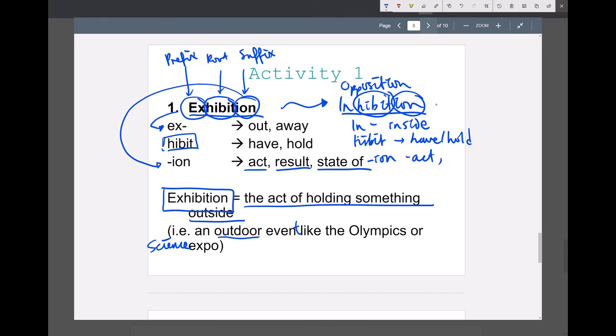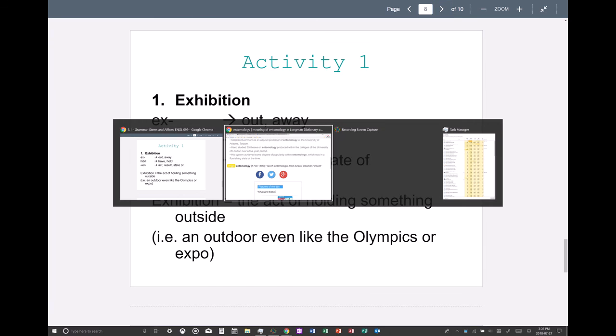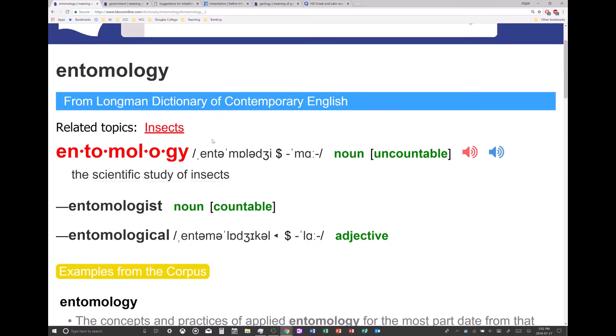Act, result. It is the act of something. Oh, not opposition. Opposite. You can check with a dictionary. So another tip, you can always check with a dictionary.